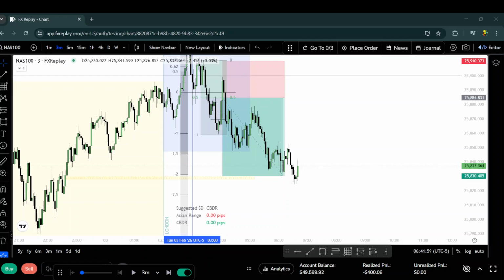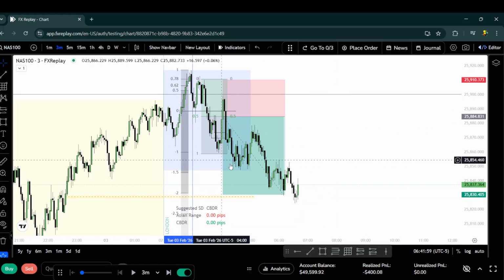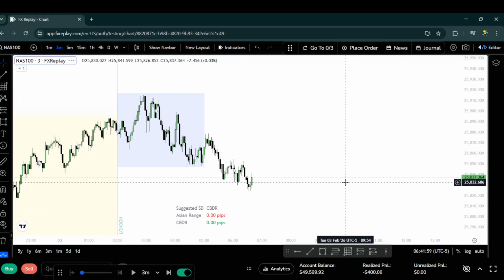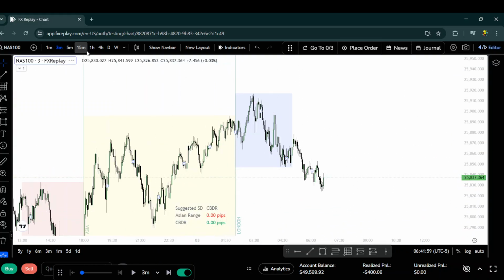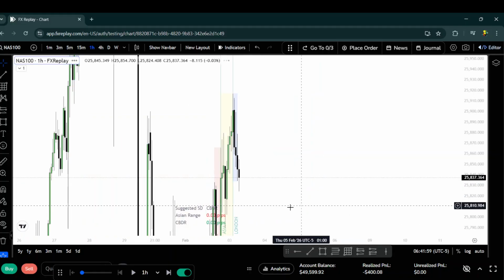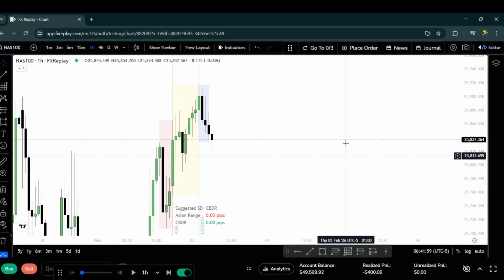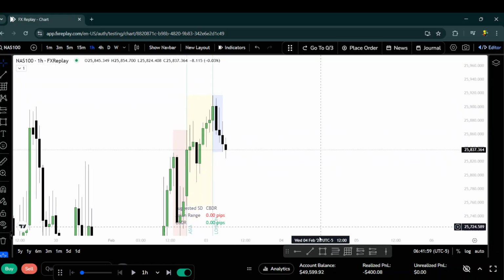Okay, so this trade was okay. It wasn't terrible, don't get me wrong. This was a great trade. The only difference was the entry point. The entry point was not favorable, but the overall direction was perfect.